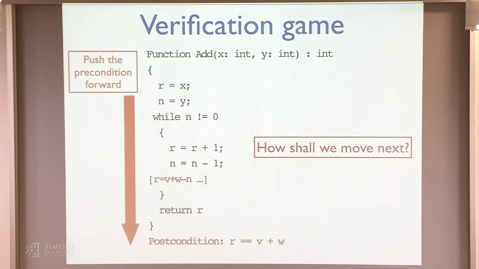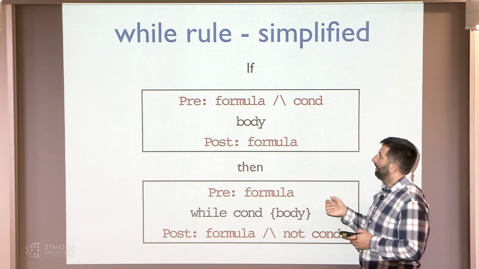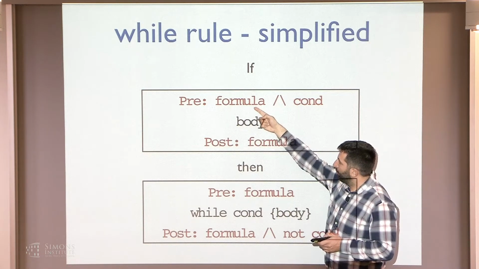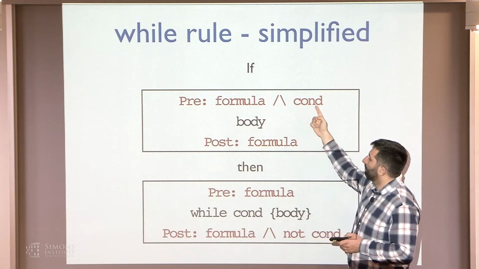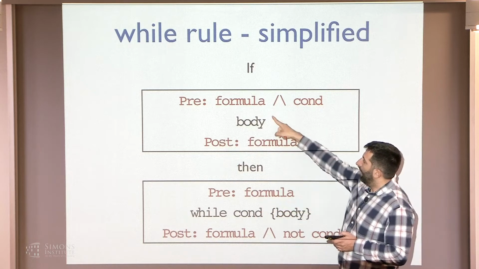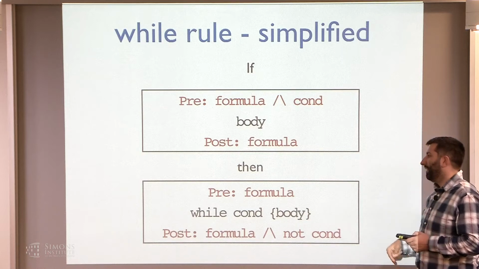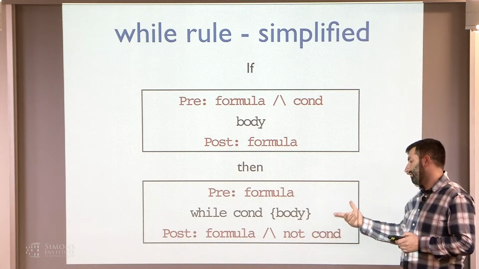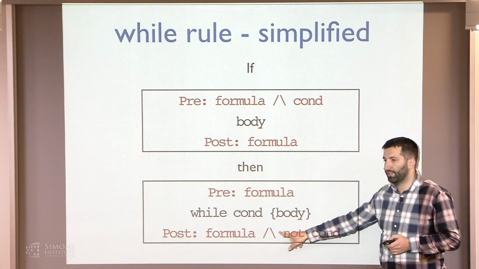Now, this brings us to the while rule, which is this one. If we can find a formula for which we can do this, so we can take the formula and the condition of the while and prove the same formula after the body, then I can prove that this formula is also true for the while. It also holds for the while, and in particular, it will hold with the negation of the condition after the while.